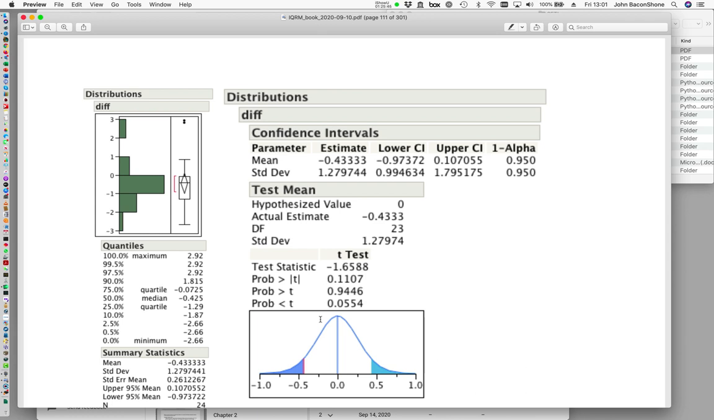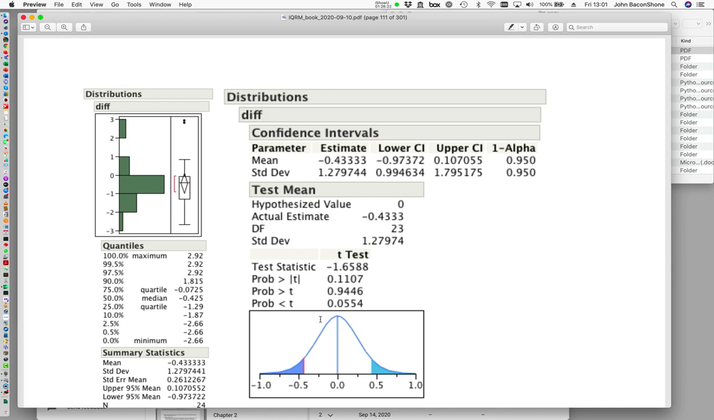Okay, so our summary statistics, the median is -0.4, the mean is -0.43, the standard deviation is about 1.28. Our sample size is only 24, so the square root of the sample size is roughly 5. So the standard error is about 0.26. So our 95% confidence interval goes from roughly -1 to +0.1. So the right-hand side is indeed showing us that confidence interval.